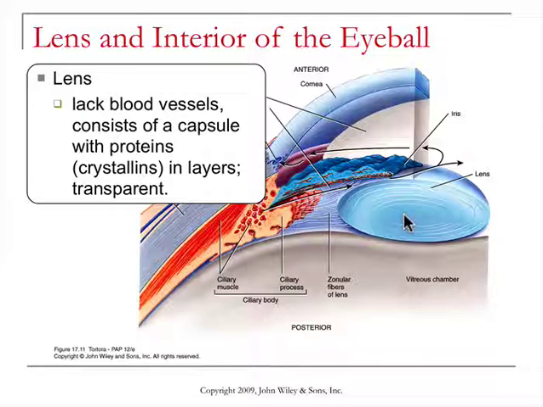The lens, shown here, is a structure that lacks blood vessels and consists of a capsule with proteins called crystallins in layers, much like an onion. And of course it's transparent in order to allow light to enter the eye.